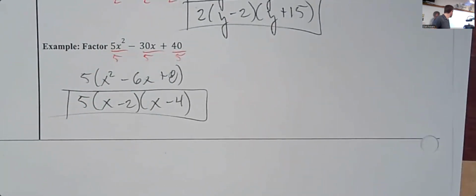All right. So take a look at that last example there. We have a GCF of all 3 terms. It's 5. So take the 5 out, you get 5 times x squared minus 6x plus 8. So we need 2 numbers that would multiply to a positive 8 and add to a negative 6. Both are negative. It would be negative 2 and negative 4. So there's our answer there.